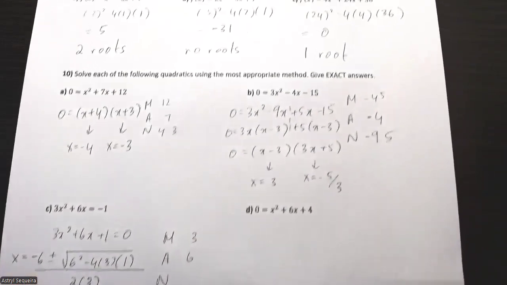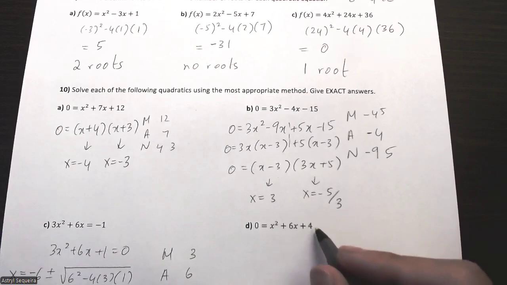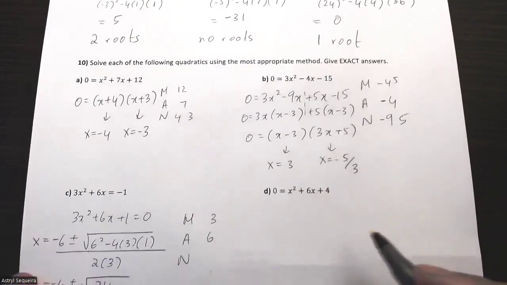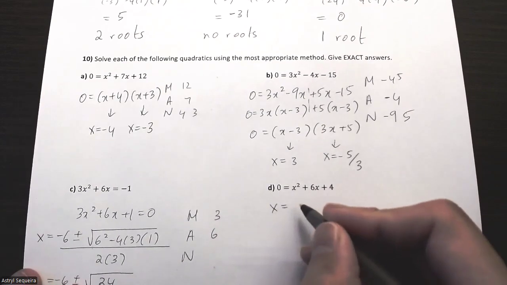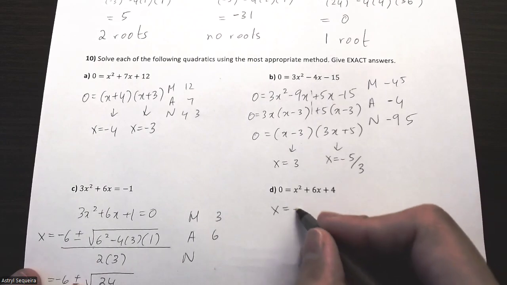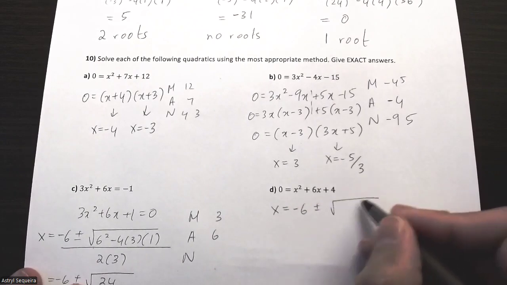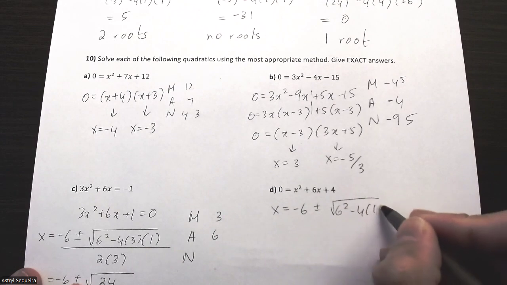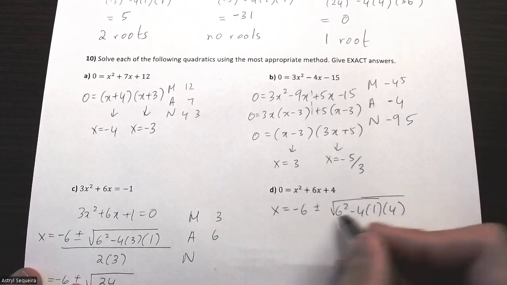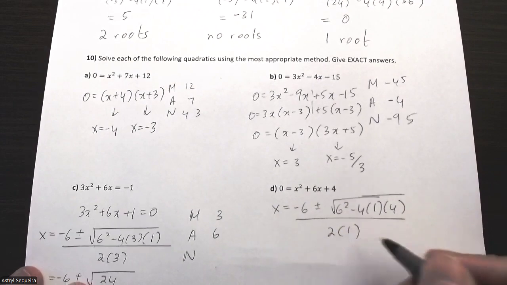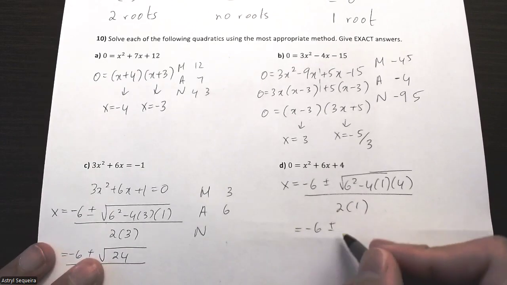Let's try this next one here, which again, man is not going to work here because nothing multiplies to 4 and adds to 6. So again, we're doing quadratic formula over here. I'll simplify it.